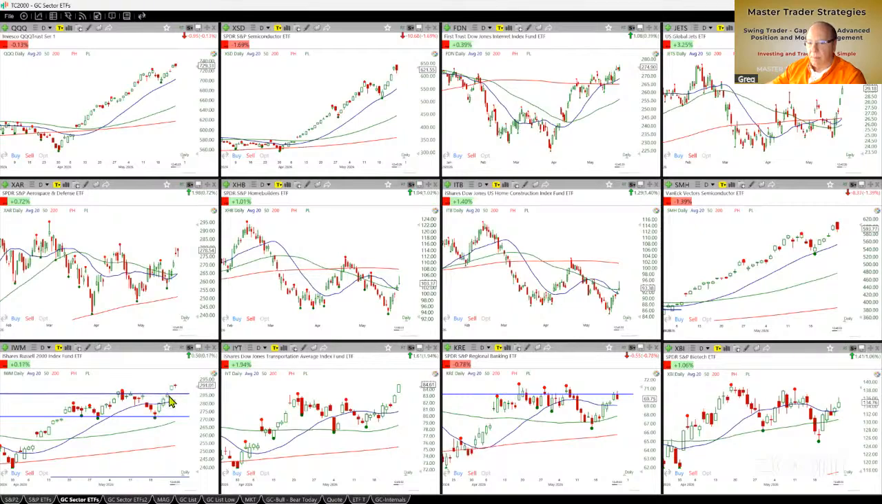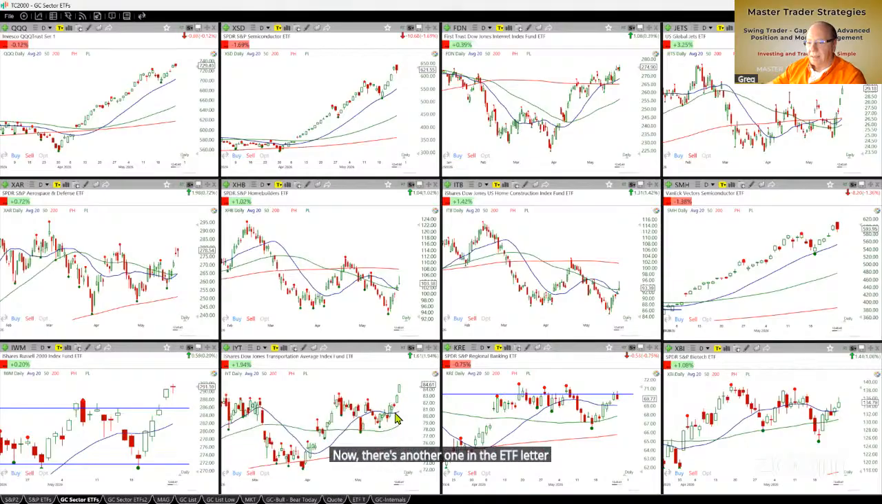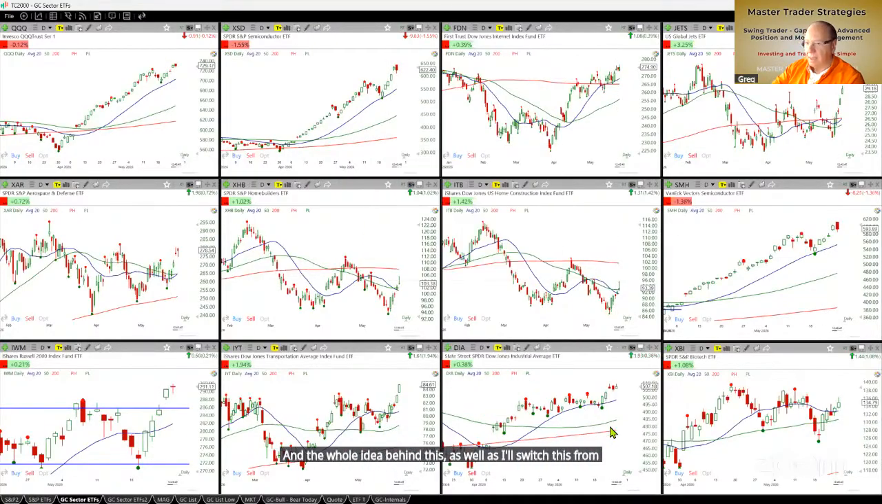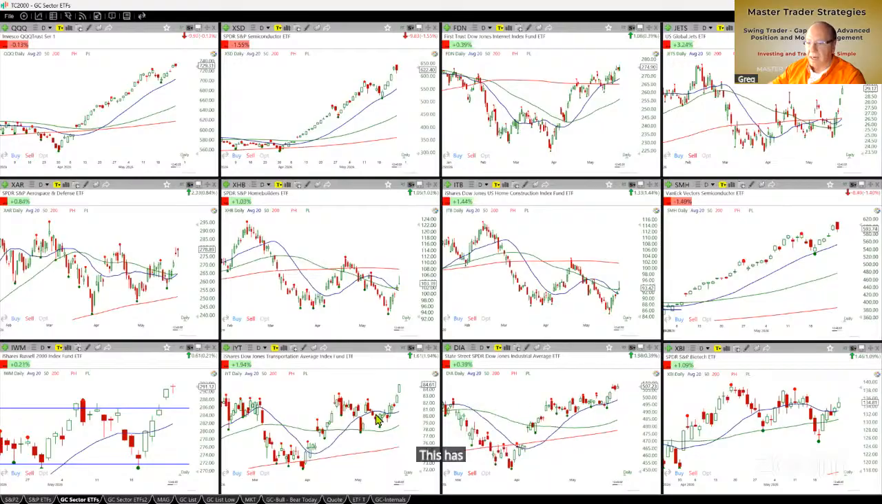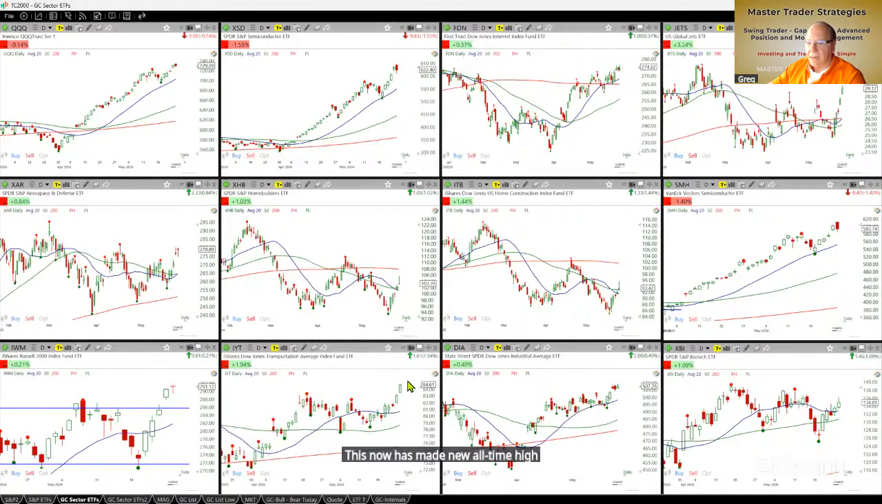Small caps. Momentum is stalled today. Now, this is another one in the ETF letter. The whole idea behind this, as well as, I'll switch this from KRE to DIA. The idea here, when we got these in the ETF letter, was that these were going to catch up and make new highs. And this has made new highs. It's consolidating. This now has made new all-time highs, and it looks great. So we're managing.